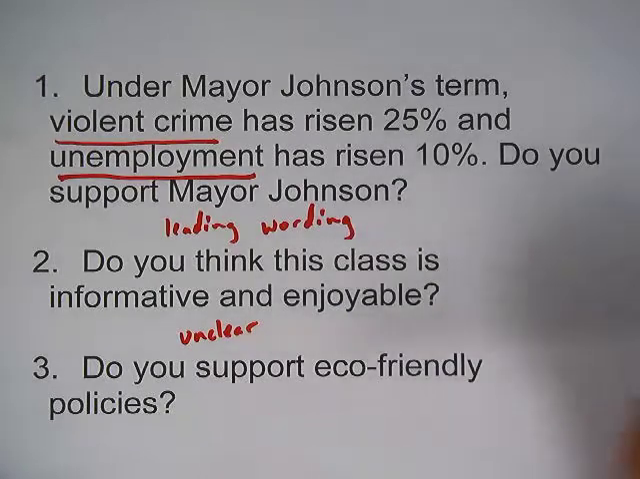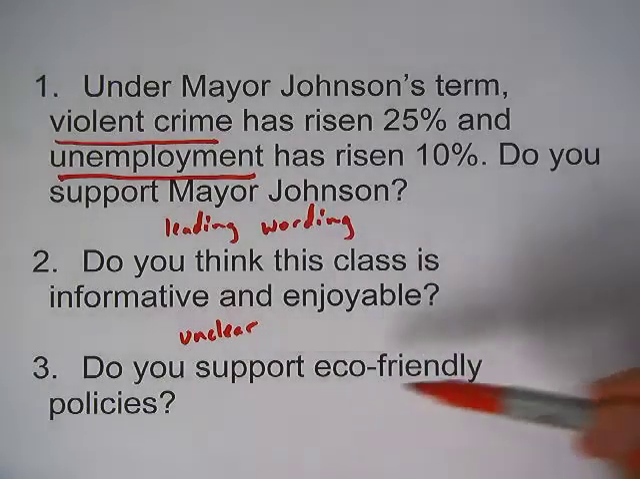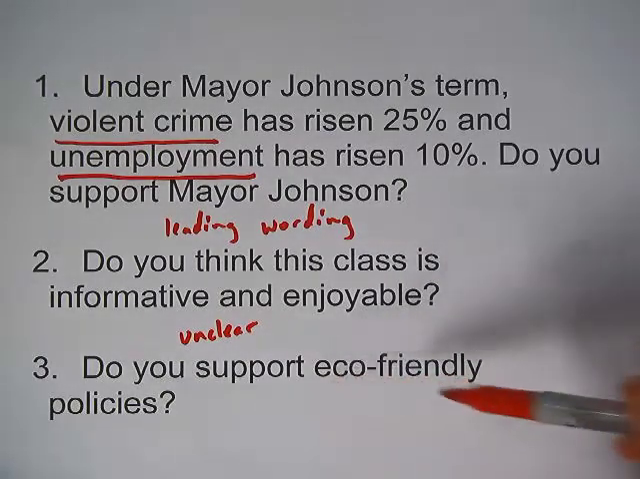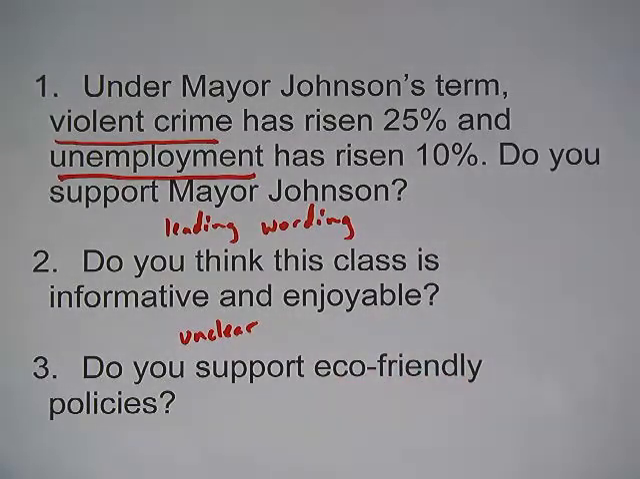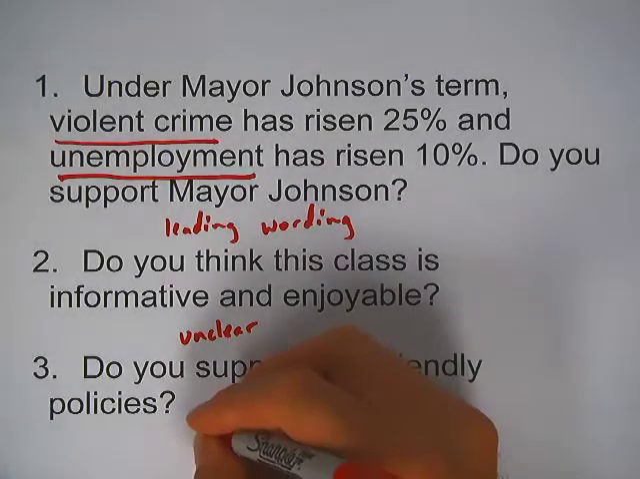Alright, question 3. Do you support eco-friendly policies? Now, in this case, if you were just to ask that question to somebody, immediately there'll be follow-up questions. Well, are you talking about eco-friendly policies in the workplace? Are you talking about statewide eco-friendly policies, national eco-friendly policies? And then what type of policies are you talking about? So I would say that this is a very vague question.